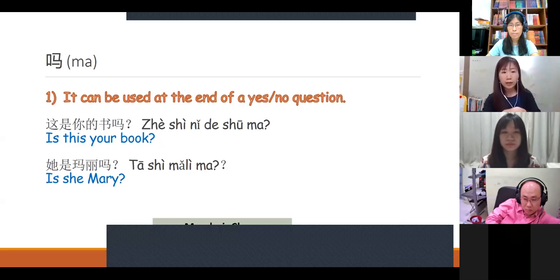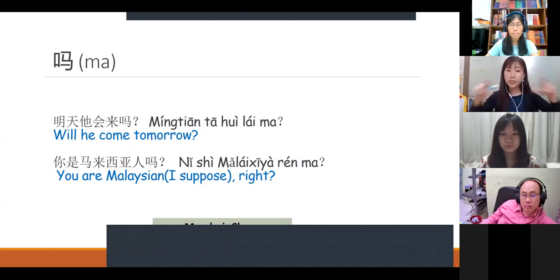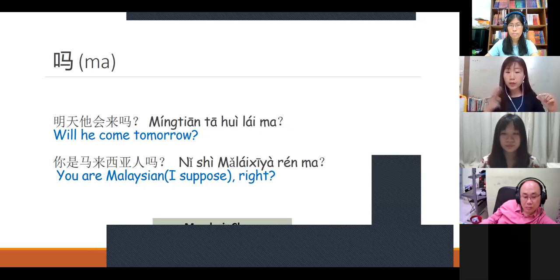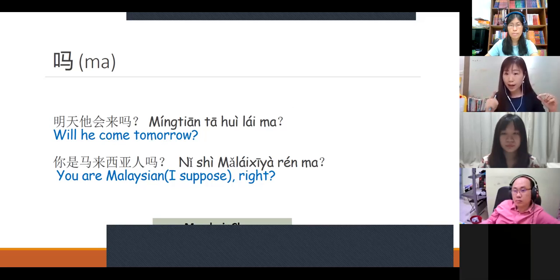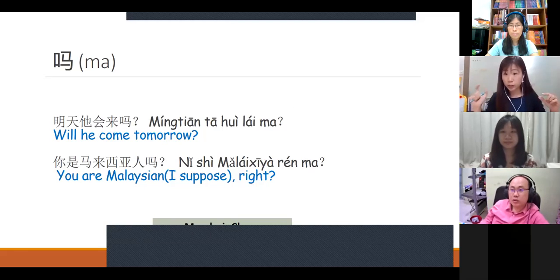And we come to another example. For example, 你会来吗? Okay, 你会来吗? 明天他会来吗? So we change a bit then. Okay, use the slide here. 明天他会来吗? Tomorrow he will come. Okay, this is the straight translation. 明天 tomorrow, 他 he, 会 will, 来 come. And the ma at the back. And this ma normally appears in English questions. So we just say, will he come tomorrow?